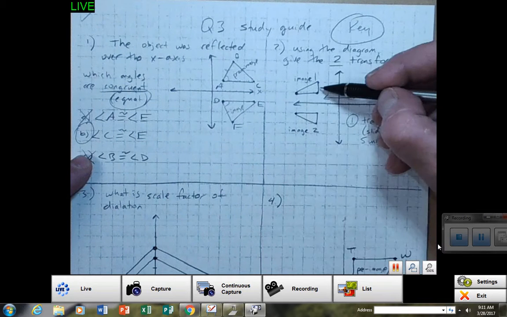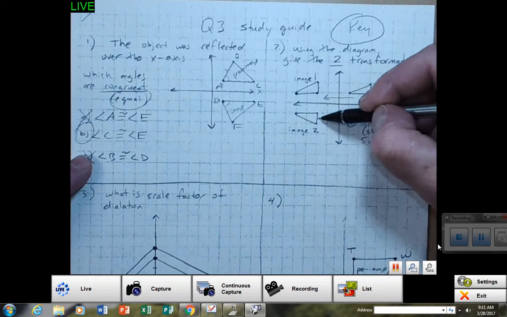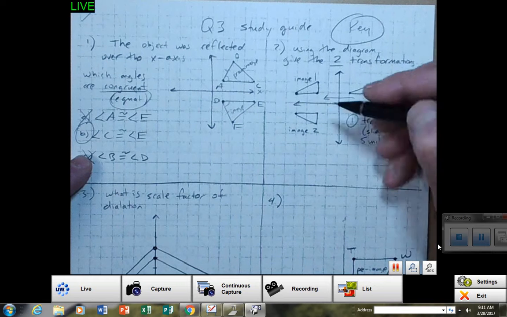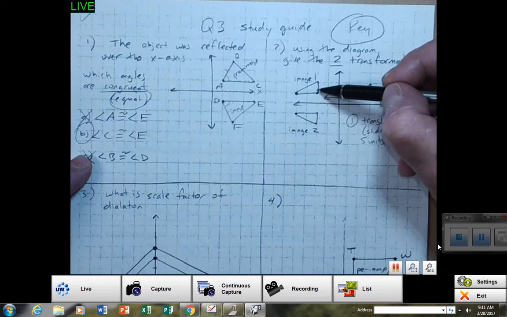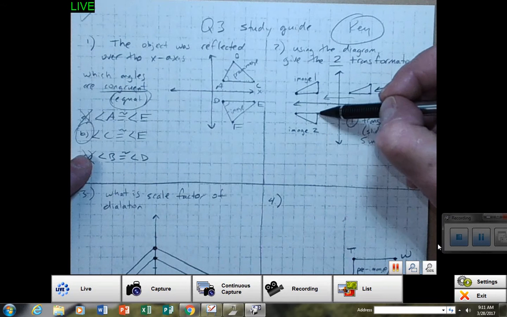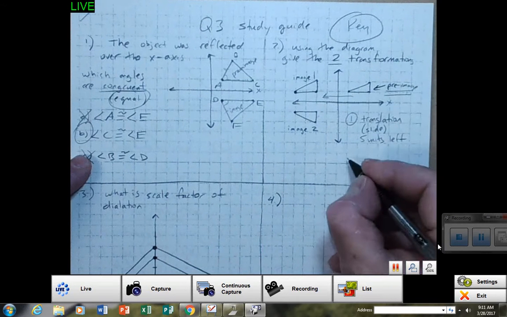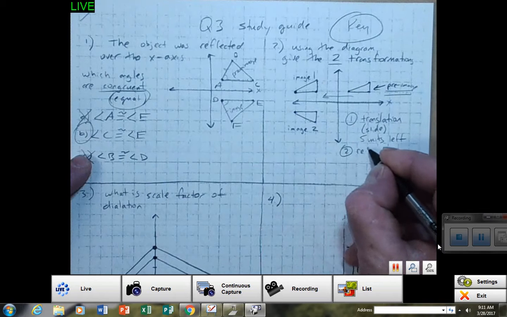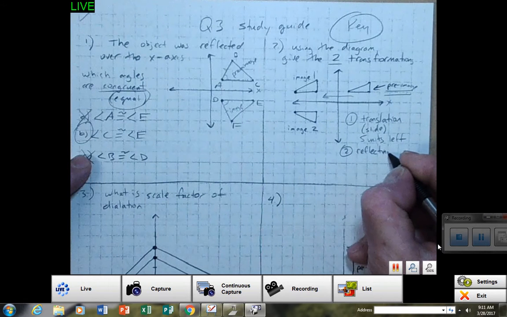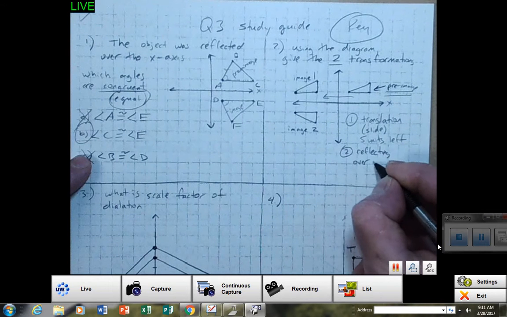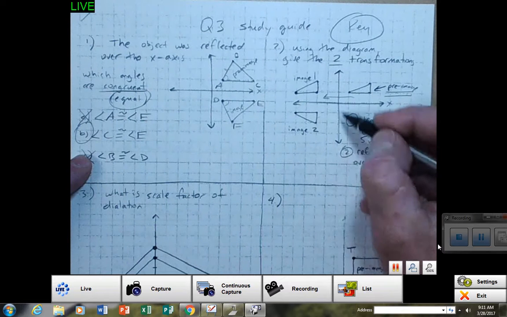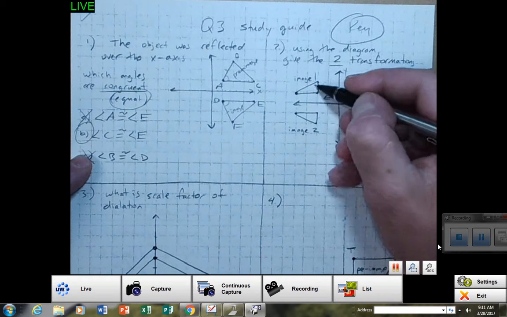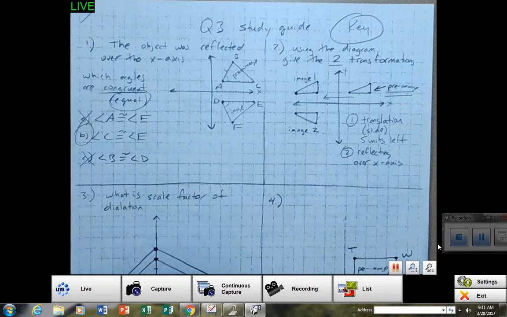And then from this image to get to here, it looks like I'm reflecting over the x-axis. So from here, reflected straight across that x-axis. So my second transformation is reflecting over the x-axis, not the y-axis. This is the y-axis up here, reflecting over the x-axis.